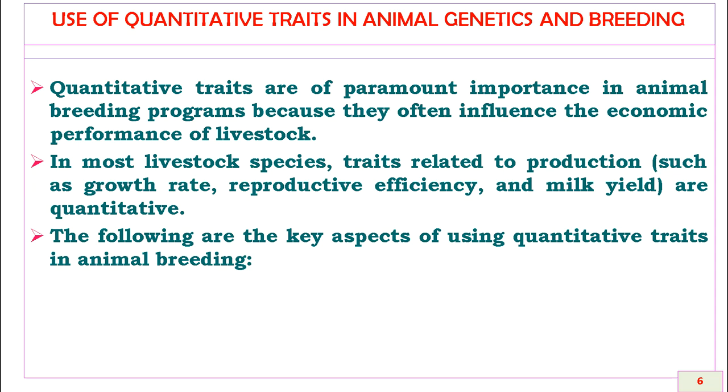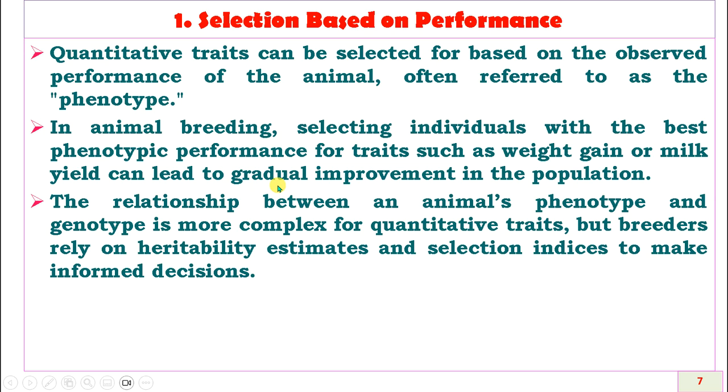And the following are the key aspects of using quantitative traits. For example, in animal breeding, number one, the selection based on performance. Performance means the quantitative traits can be selected for based on the observed performance of the animal, often referred to as the phenotype. Pheno means the structure of the body, and accordingly we are going to classify.